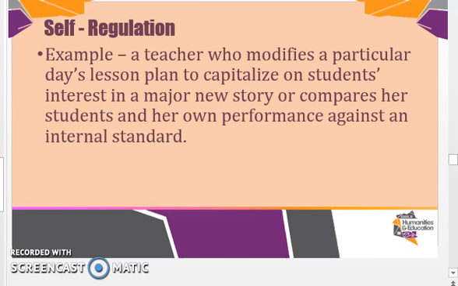So the teacher who is able to modify a particular day's lesson plan to capitalize on a student's interest in a new story, or compares a student's performance against an internal standard, is not waiting on the supervisor or the principal to make an appointment to come and visit the classroom in order to do this type of thing.